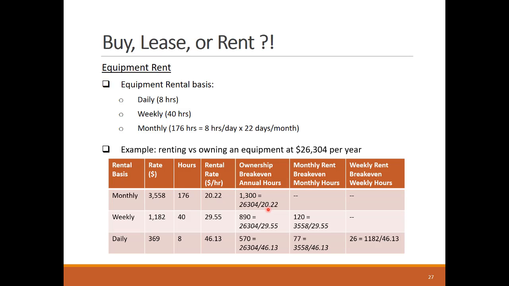If the monthly rental option is not available and you have only the more costly weekly rental option, the ownership break-even annual hours will be 890 hours. Let's focus on the monthly rent break-even points. If the equipment is expected to run more than 120 hours per month, then it's better to rent it on a monthly basis. Following a similar logic, it's economically better to rent the equipment on a daily basis if it will run less than 26 hours per week.